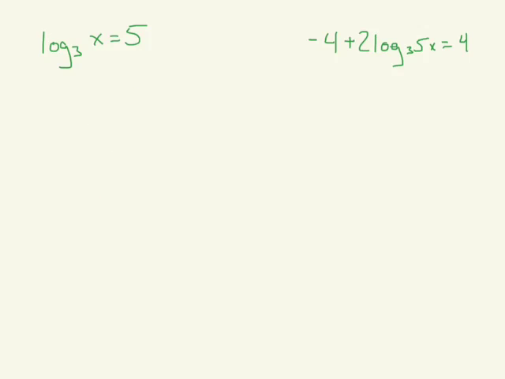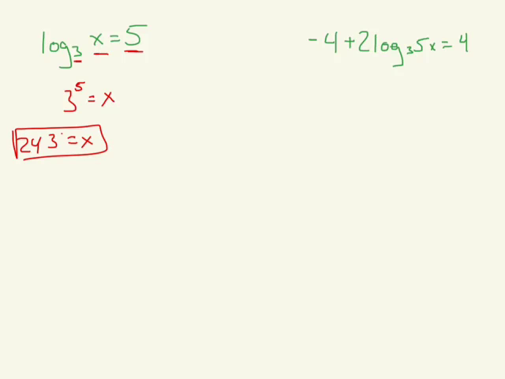Here we have a couple of examples where there is only one logarithm. Well, if we do an exponential rewrite, in other words, remember this means that 3 to the 5th is equal to x. If we write that, we've solved for x. If we know that 3 to the 5th is 243, then we have what we needed. All right, we've solved for x.